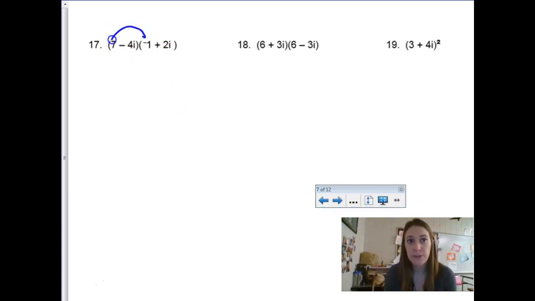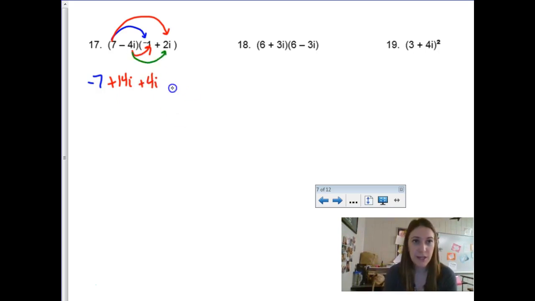So we're going to start with the first times first. 7 times negative 1 is negative 7. And then 7 times 2i is plus 14i. And then negative 4i times negative 1. Oh, my pen's being slow. Hold on. Is a positive 4i. And then at the end here, negative 4i times 2i is negative 8 and an i squared.